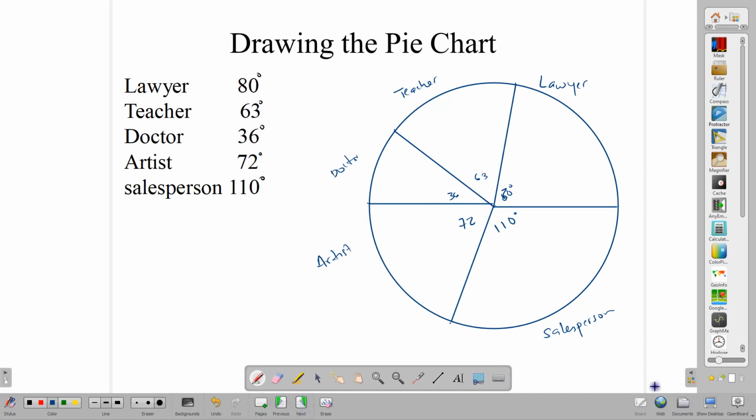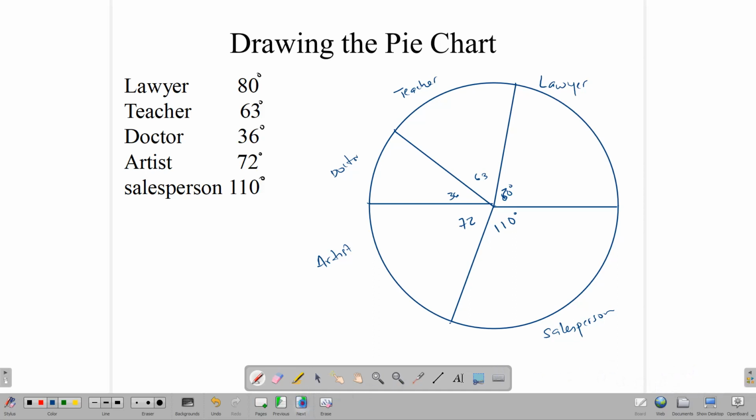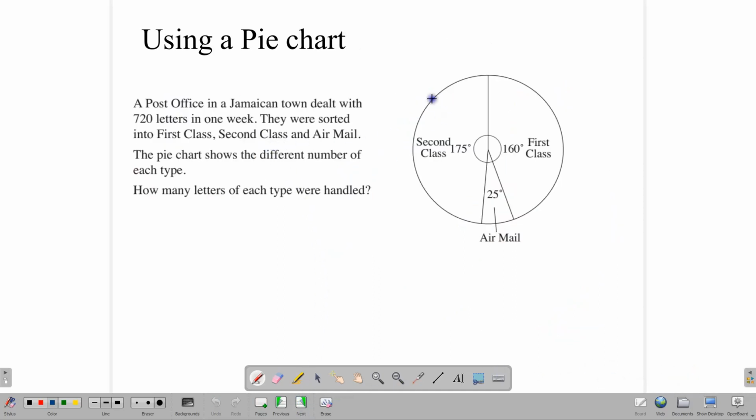some questions. So here our next question shows a pie chart already drawn. And it says a post office dealt with 720 letters in a week. They were sorted into first class, second class, and airmail. And the pie chart shows a different number of each type. So 175 degrees to represent the second class, 160 for first class, and 25 degrees for airmail.